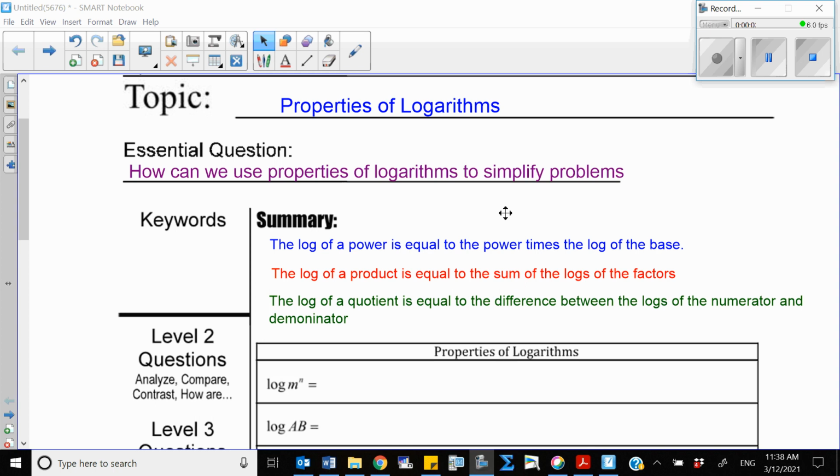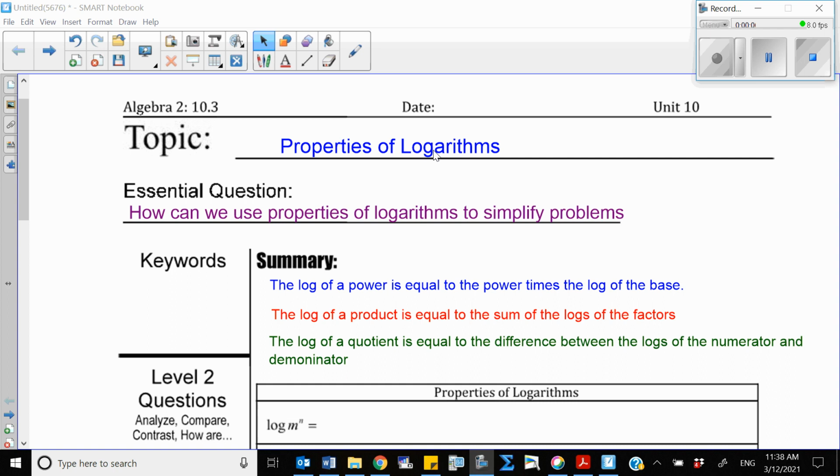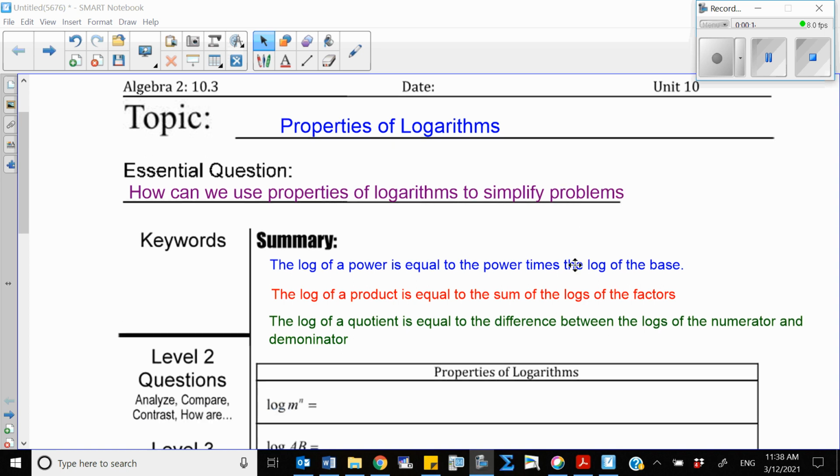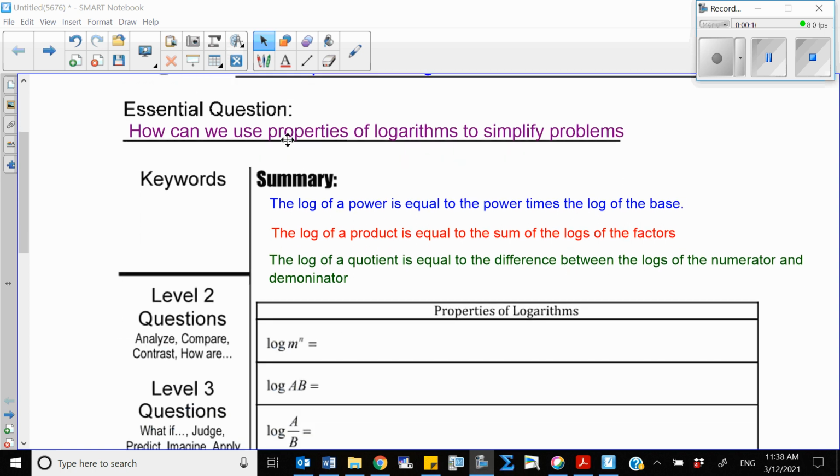Hi everyone, today we're going to work on properties of logarithms. Our essential question is how can we use properties of logarithms to simplify problems? So we're going to use properties to simplify problems and algebraic expressions.